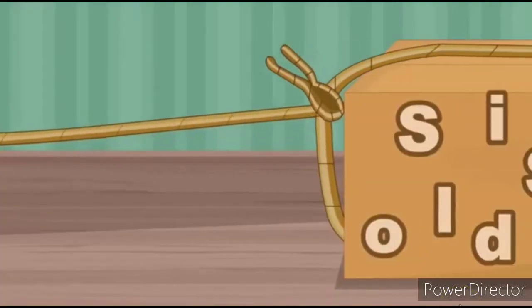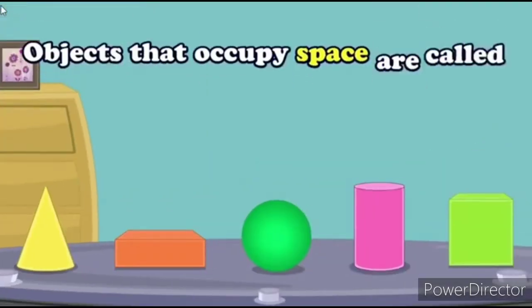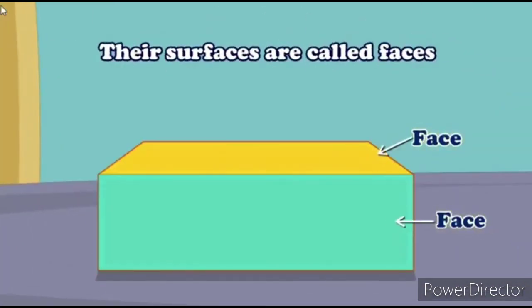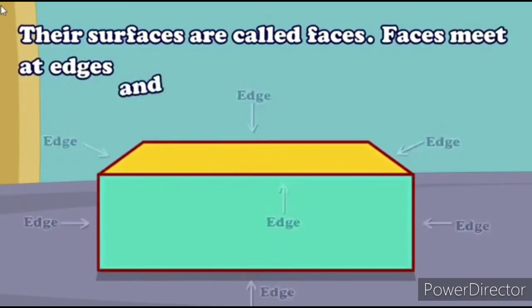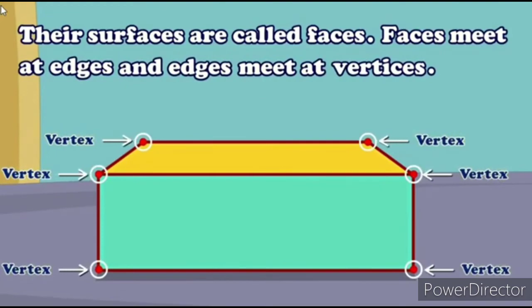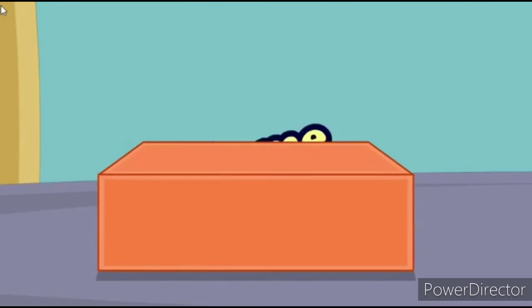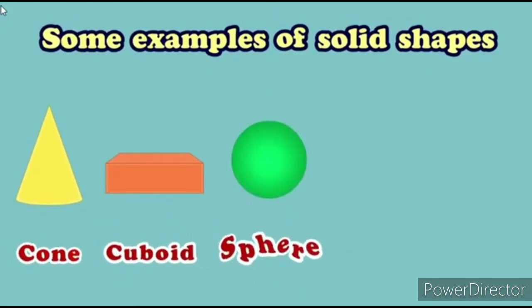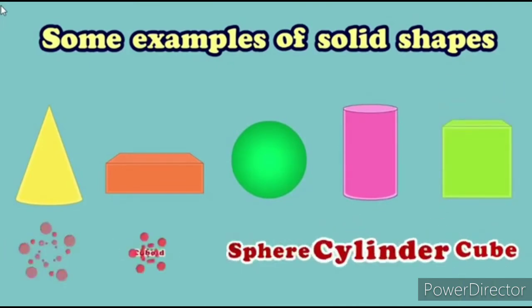Now let us understand about the vertices, edges and faces on solid shape. So those objects that occupy space are called solid shapes and their surfaces are known as face. You can see, and when faces meet, two spaces meet at a point are known as edges, and where edges meet they are known as vertices. I told you earlier. So what shape is this? These are the examples of solid shapes: cone, cuboid, sphere, cylinder and a cube, right?